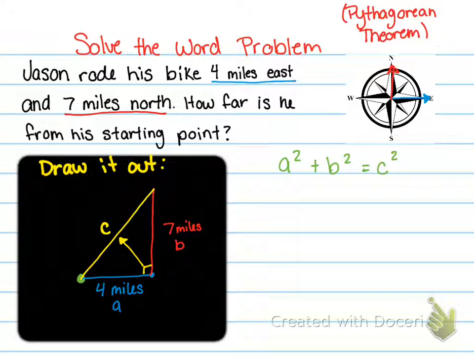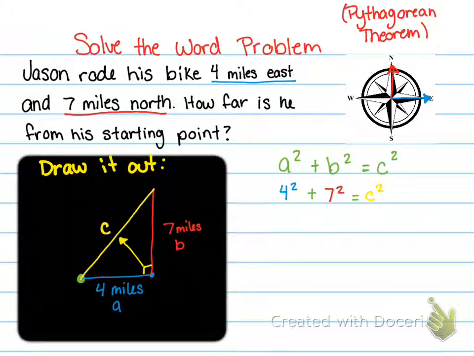Now that I've identified all of that, I'm going to go ahead and substitute that into my formula. So I'm going to rewrite it with those numbers plugged in. I'm going to replace a with 4, so 4 squared plus b, I'm going to replace with 7, so 7 squared equals, and then c, I don't know yet, that's actually what I'm looking for, that's what I'm being asked about, equals c squared. Now we're going to go through and start following the PEMDAS formula to solve.